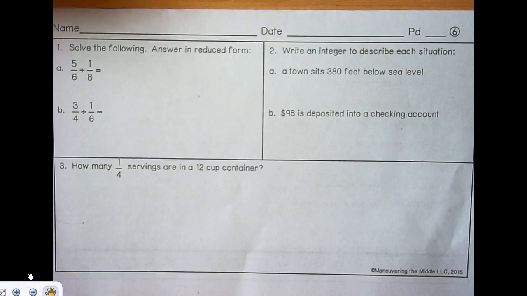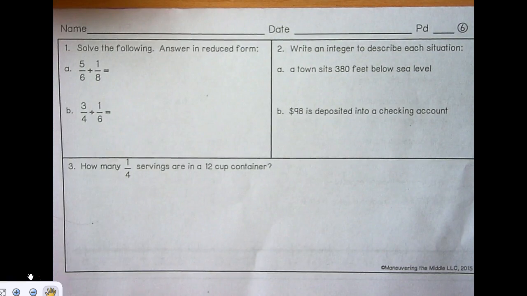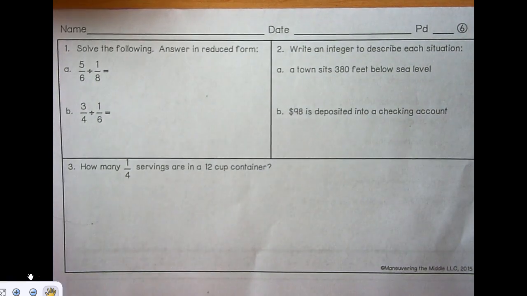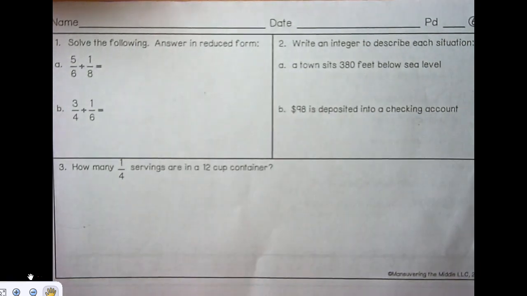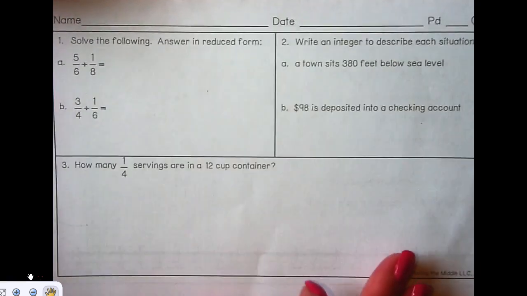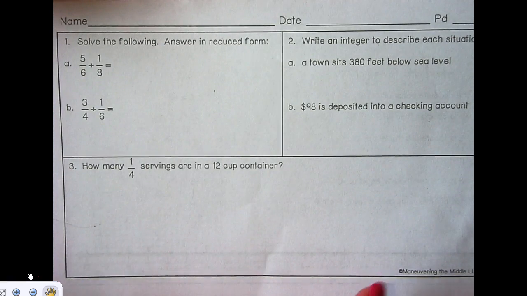Alright, let's go over warm-up number 6. Number 1 says, solve the following, answer in reduced form. A says 5/6 divided by 1/8.